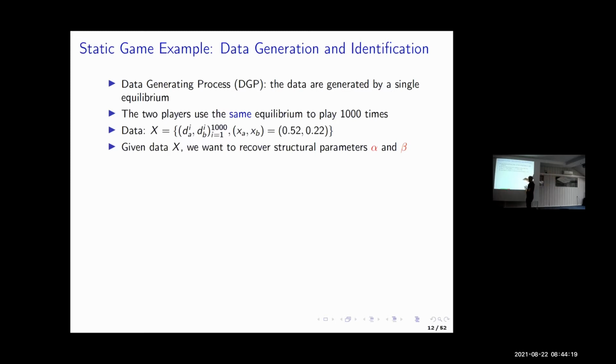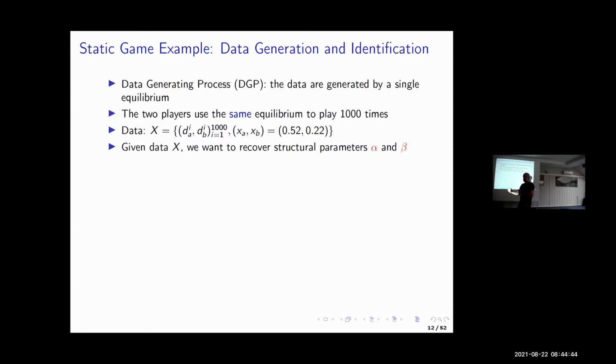Okay, I'll play it 1,000 times. Here are some parameters. Or this is the heterogeneity. So firm A has a little bit larger impact in the market than firm B. So that's how we generate the data. And then given this data, the question is, can we recover what the structural parameters are?